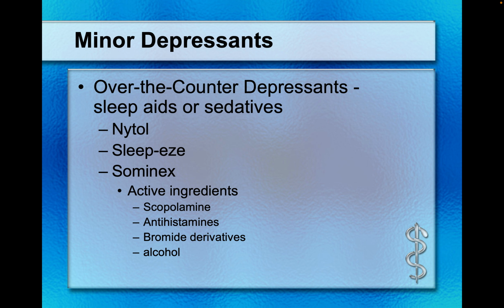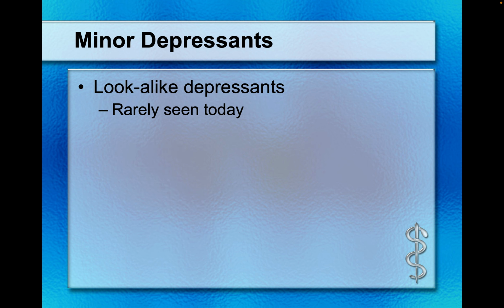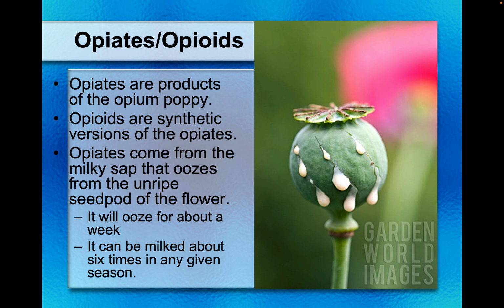Over-the-counter depressants are sleep aids or sedatives. They include Nytol, Sleepeze, and Sominex. Their active ingredients are scopolamine, which is the truth serum, antihistamines, bromide derivatives, and alcohol. Look-alike depressants are rarely seen today.